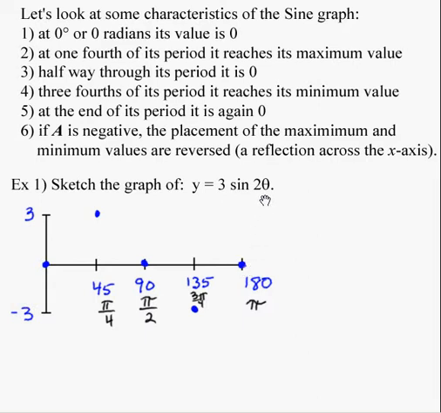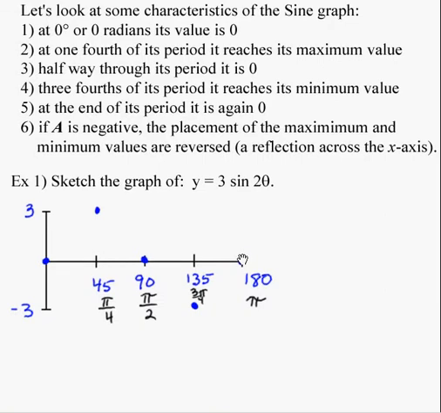Now to find the period, we're going to take 360 divided by the absolute value of 2, which is 180. So I'm just going to draw this out to 180. It's going to repeat its shape there. Halfway across 180 is 90. Halfway across 90 is 45. 3/4 of the way across is 135.